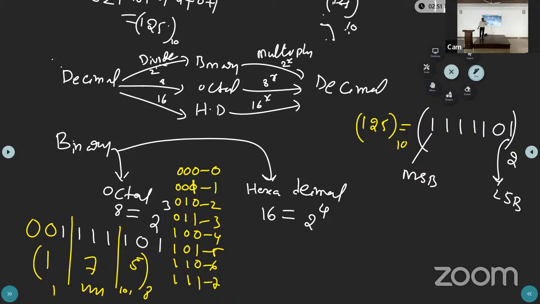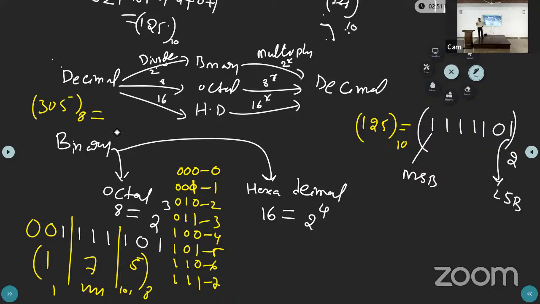So how to convert octal to binary? Each octal digit you can represent in 3-bit form. For example, tell me the binary equivalent of 305. I want the equivalent binary value.